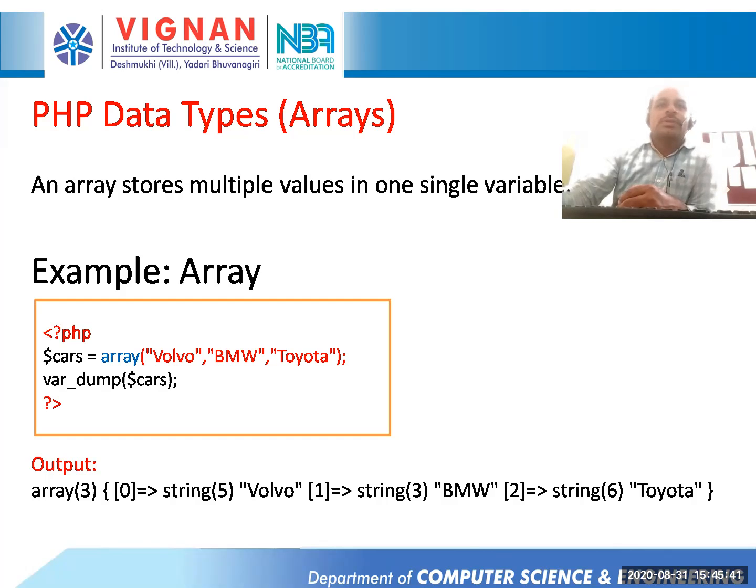So likewise, this var_dump function, while displaying the arrays here, returns the size of the array and the type of each element, size of each element, and element value here. So all these things can be displayed.